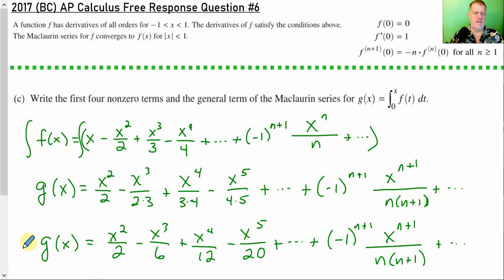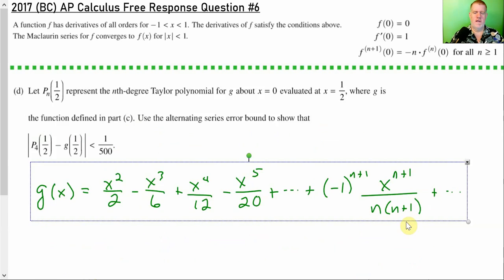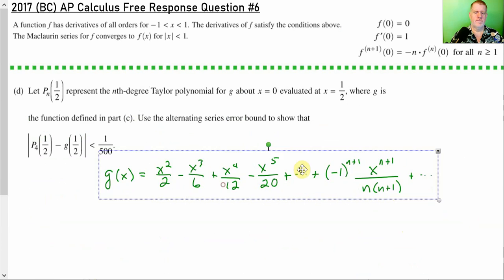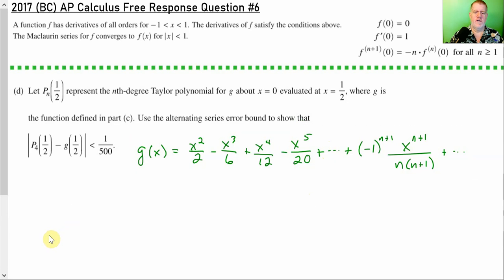All right, I believe for the next question, we're going to need this. So we're going to take this with us. All right, so we're using g. So this is an alternating series error bound again. And what it means is that if we want to find the error, or what our answer is within the range of, we look at the next term. So if you notice here, this says P of 4. P of 4 means the fourth degree polynomial, which is right here. So we're looking at this term for our error, because it's the next term after the fourth degree.